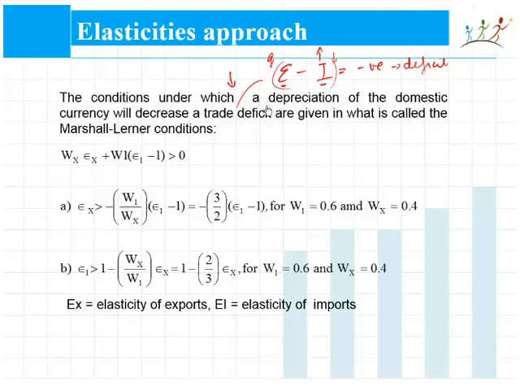So the conditions under which a depreciation of the domestic currency will decrease a trade deficit are given in the Marshall-Lerner conditions. So if the weight of exports into the elasticity of exports plus the weight of imports into the elasticity of imports minus 1 is greater than 0, then the trade deficit will go down.